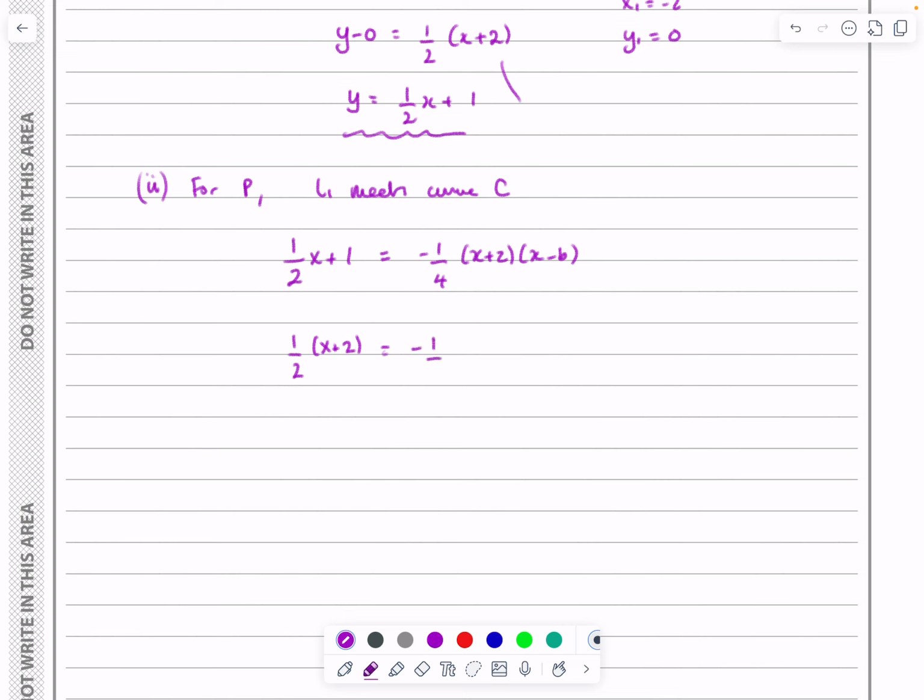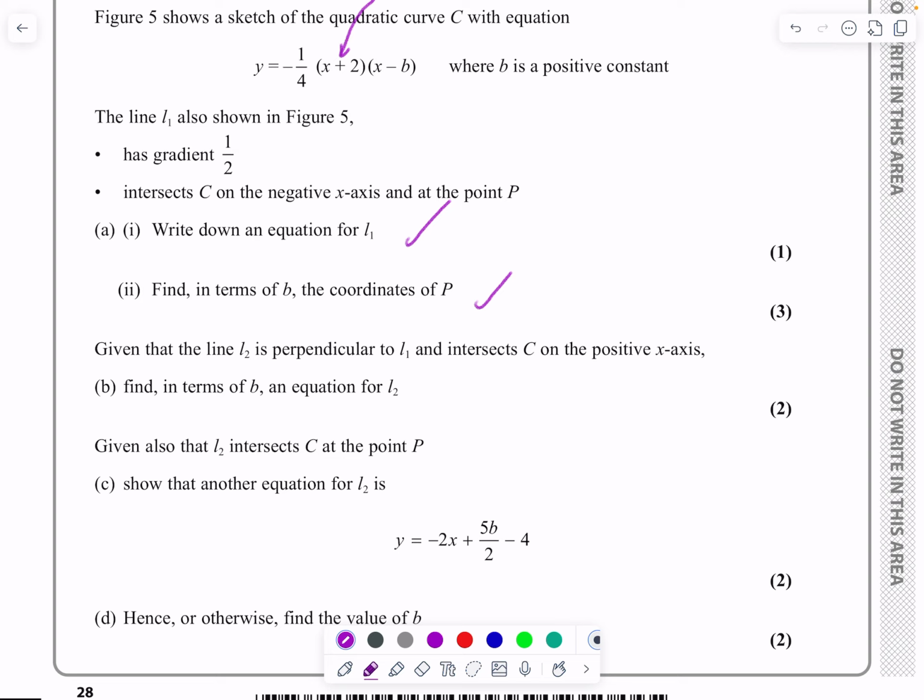So in other words, x will equal b minus 2. X will equal b minus 2. And it said to me in the question, can I have x in terms of b? So yeah, I've actually solved that. Do I need to? Yes, I do.